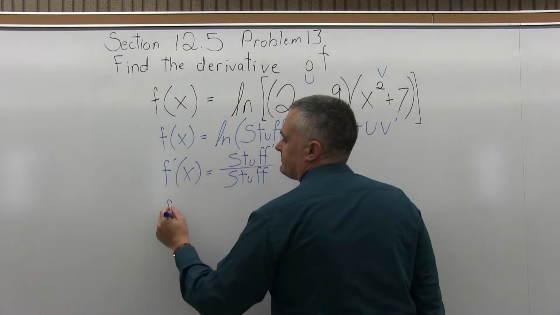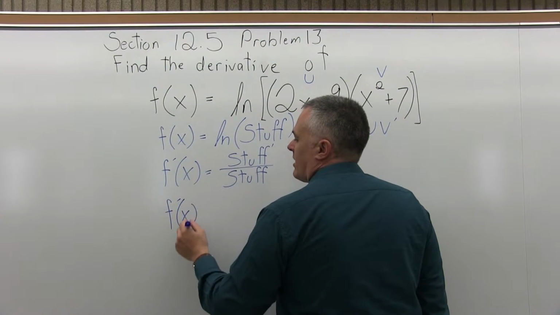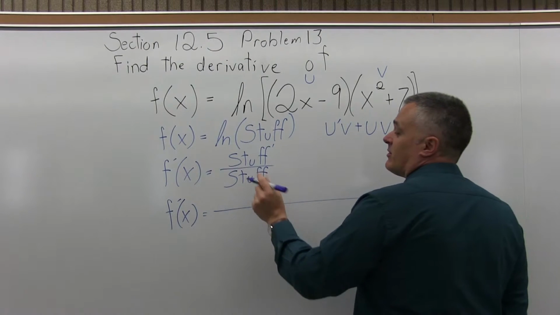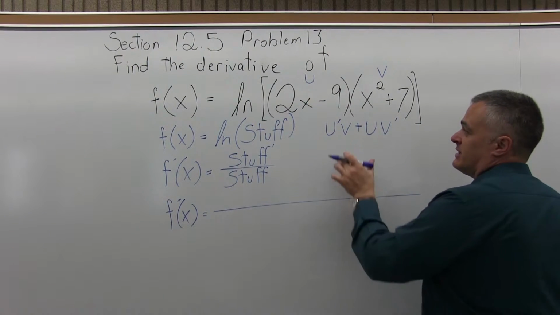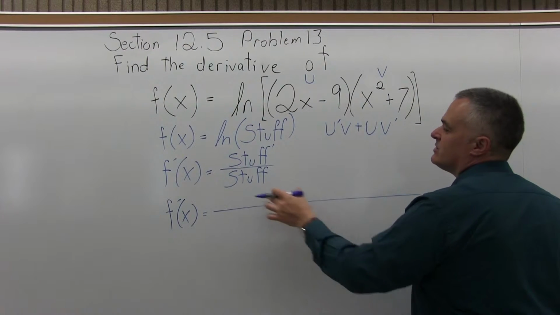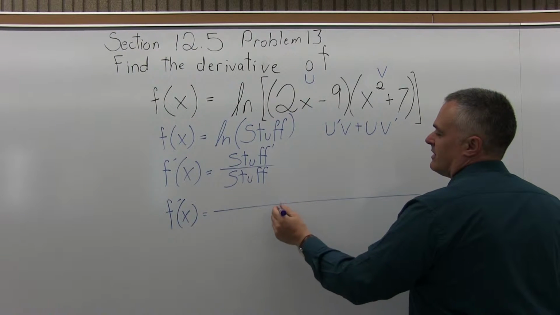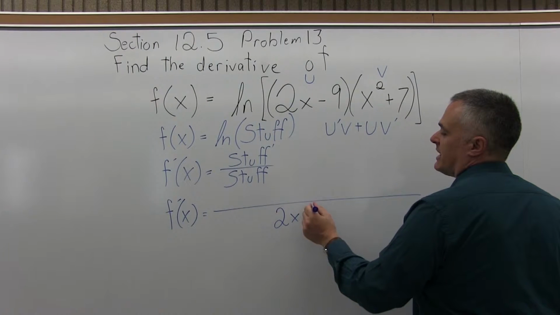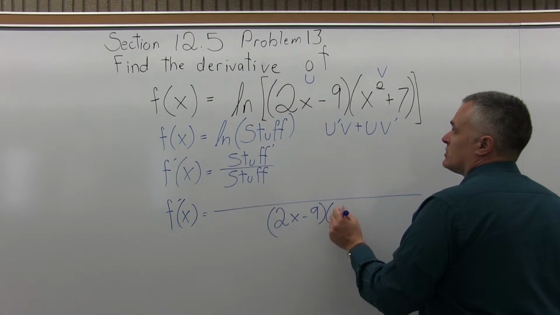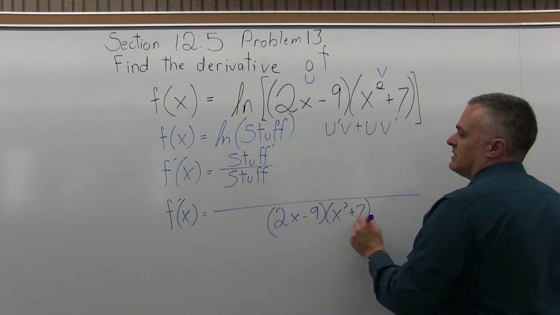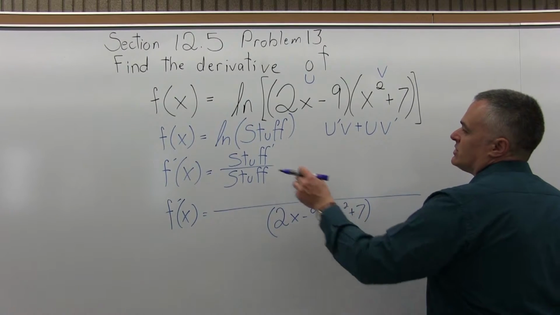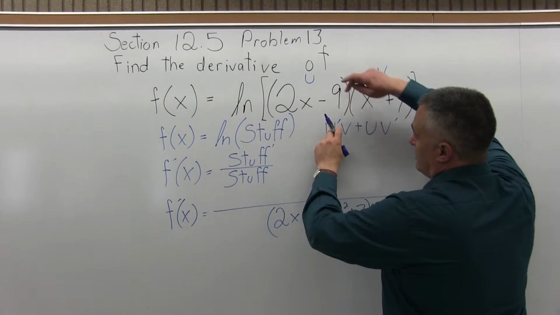So f prime of x is, we're going to do stuff prime over stuff. I'm giving myself plenty of room because to fill out that product rule, it'll take a bit of space. Let's do the stuff first in the bottom. That's easier. 2x minus 9 in parentheses times x squared plus 7. That's the stuff, no prime, in the denominator. So stuff prime on top, you start with u prime.